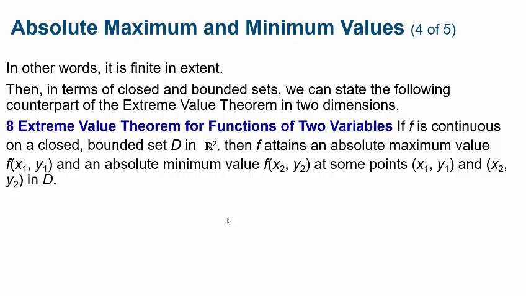Then in terms of closed and bounded sets, we can state the following counterpart of the extreme value theorem in two dimensions. If f is continuous on a closed bounded set D in R squared, then f attains an absolute maximum value, which we denote f(x1, y1), and an absolute minimum value, f(x2, y2), at some points. Now it's going to be up to us to find those points and find the max and min.